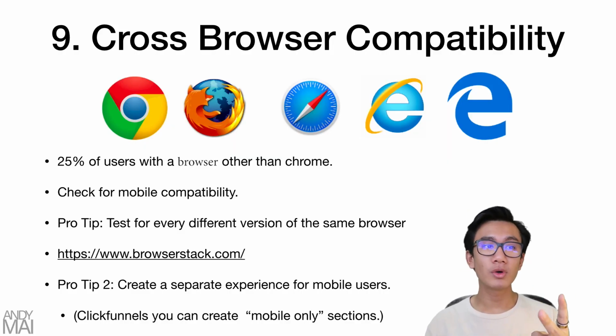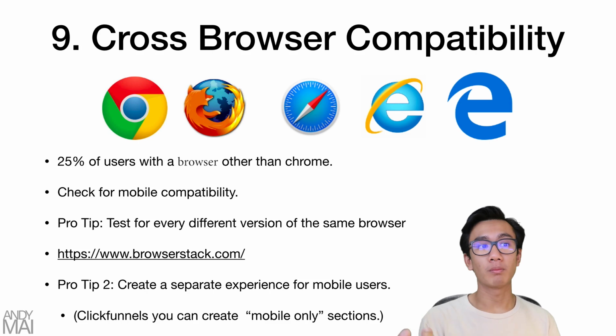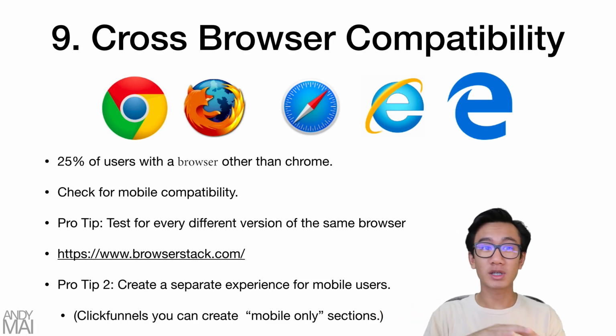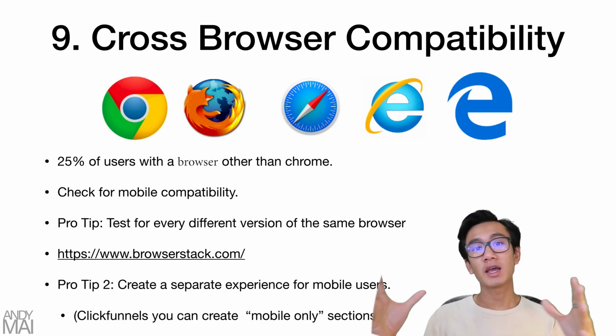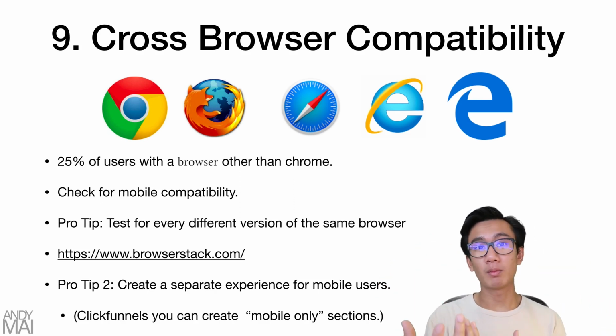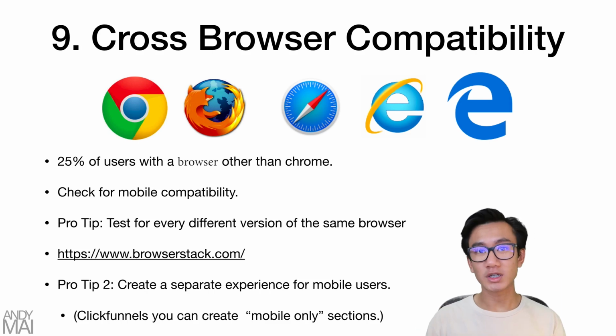And pro tip 2 is you want to create a separate experience for people who go to your landing page on mobile, because mobile is a completely different experience and you wouldn't be able to fit the same amount of text, images, and funnel within a mobile. So what you want to do is create a whole different experience, and what you can do is use ClickFunnels and create mobile only sections.